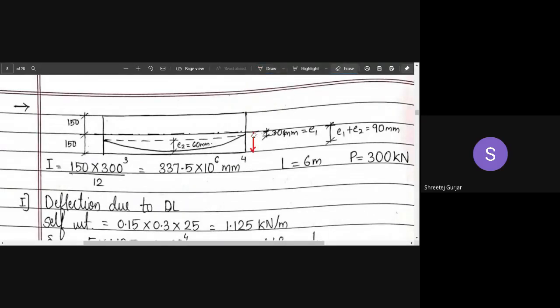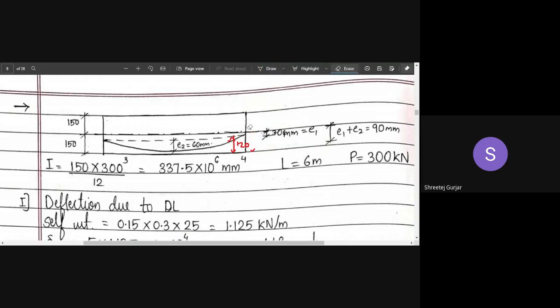Sorry, it is not up to that. It is up to here. This is given as 120. So 150 minus 120 will give you your E1. 150, right up to here it is 150. 150 minus 120 will give you E1.